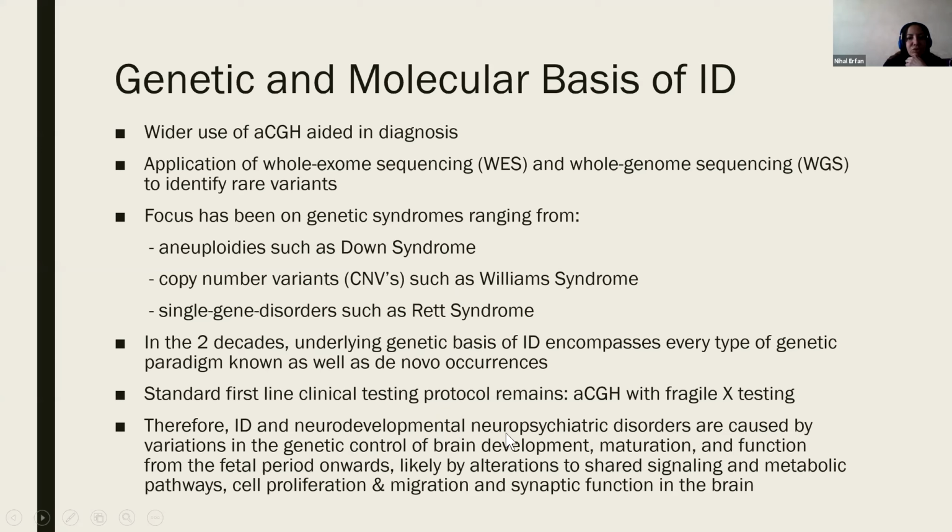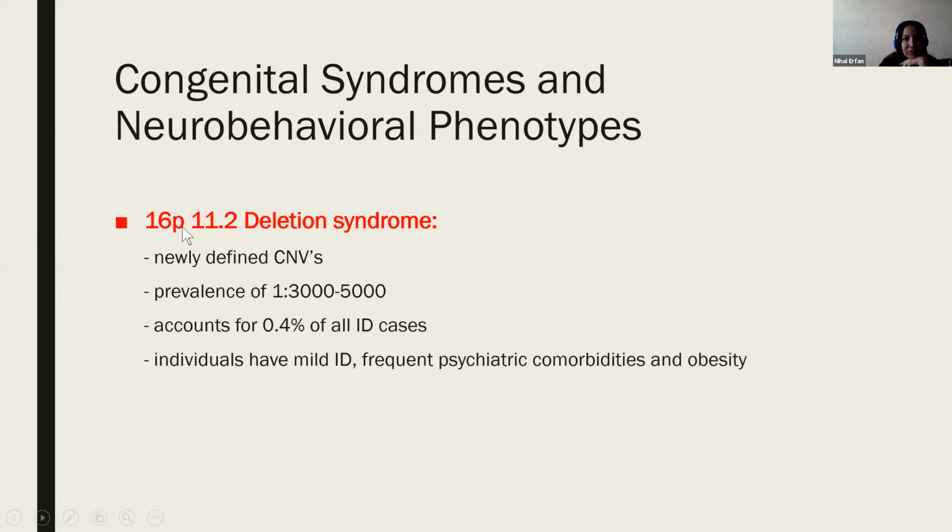So intellectual disability and neurodevelopmental and neuropsych disorders are caused by variations in the genetic control of brain development, maturation, and function from the fetal period onwards, okay? And so all these alterations in signaling and metabolic pathways, proliferation, migration, it's super complicated. The outcome is you have a child with intellectual disability and you're trying to work backwards. They present with intellectual disability and it's like go fish, try to find out why. So you start there and you work backwards trying to find out why this child has the problem that they have. Okay, I do want you to know the syndromes.